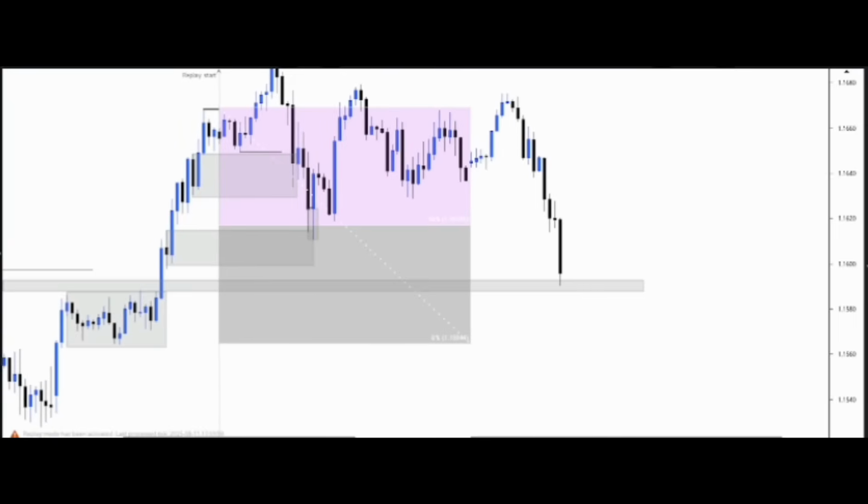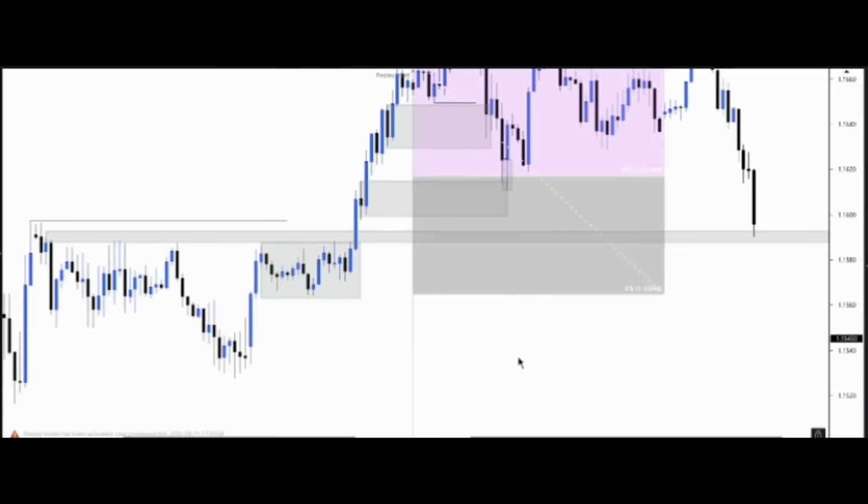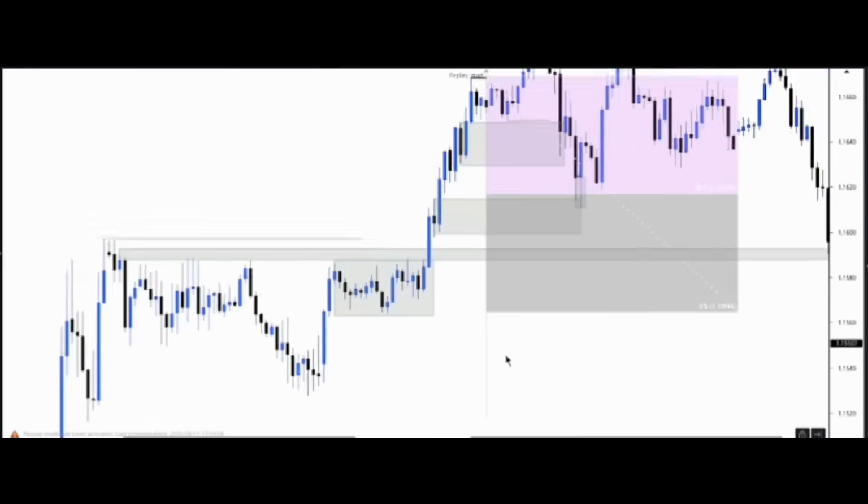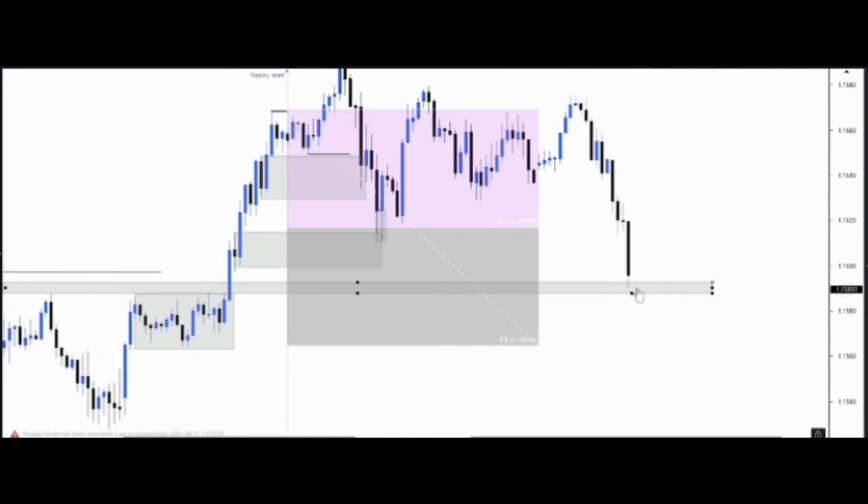Okay, price, boom. Can you see that? Straight to the dragon fair value gap. Straight to it. Look, for those who trade support and resistance, they will say this is support, support here, support here, support here, and now turned resistance.